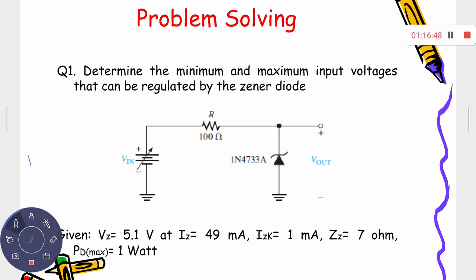So what I can write, this V out is nothing but VZ plus IZ, I should write IZT, test current, multiplied with ZZ. That is the formula: VZT plus IZT multiplied by ZZ. ZZ is 7 ohms. It's not an ideal one. You have some VZ, but that VZ is not equal to 5.1, remember.